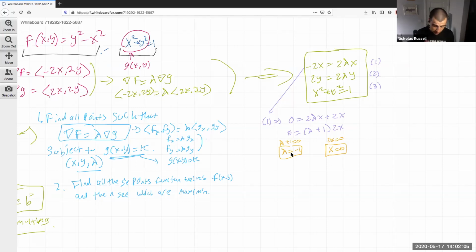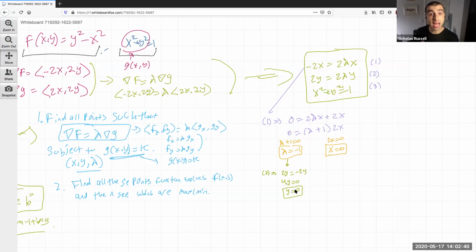If I tackle lambda equals -1 first, I am then going to plug this into my equation 2. Plugging this into equation 2, I will get 2y equals -2y. And I want to find all the points where this happens. You might say to yourself, well, where does this actually happen? Where's 2y equal -2y? If you want to figure this out, you can move this over and you'll get 4y is equal to 0. And so y has to equal 0. So if I have lambda equal to -1, y has to be equal to 0.